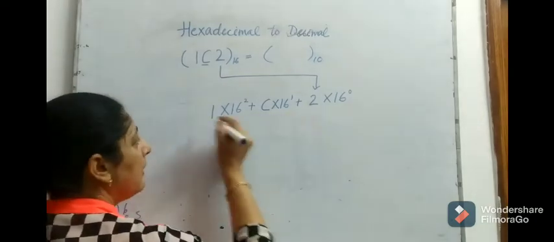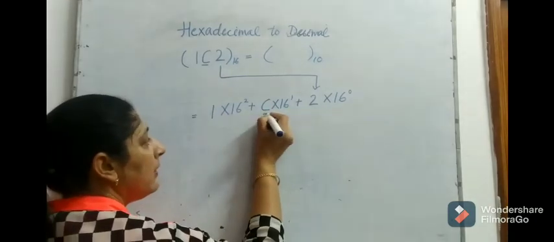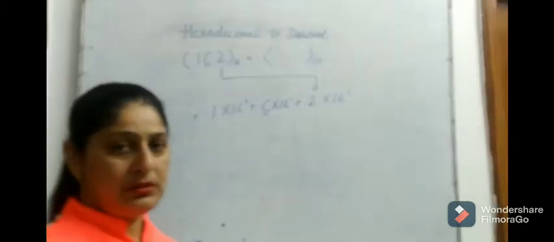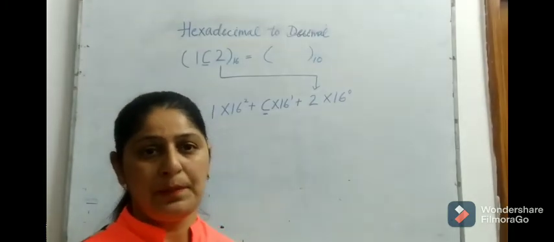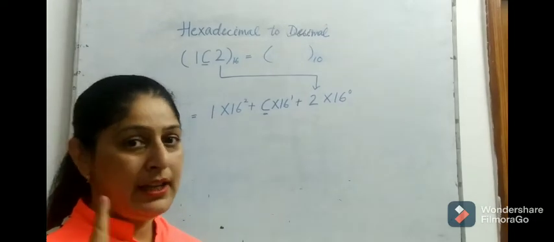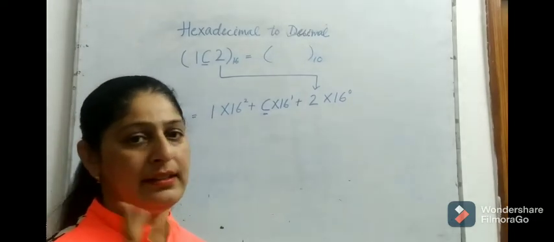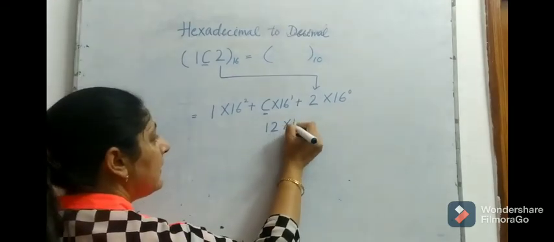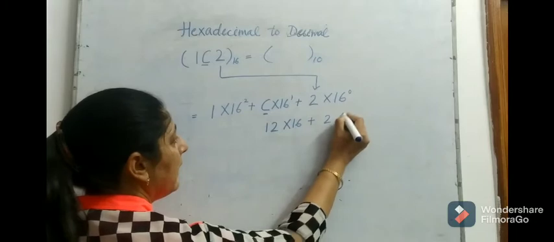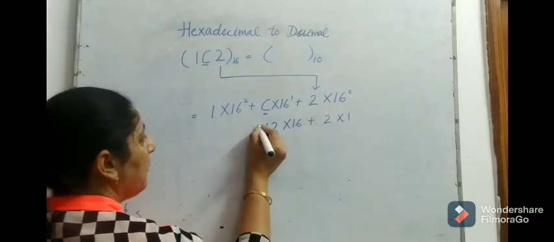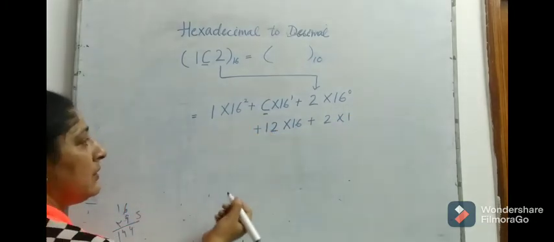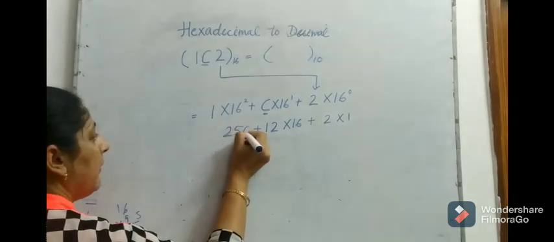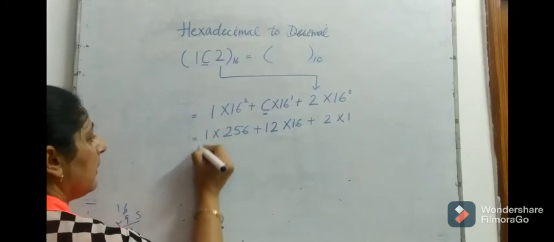Now here the things are okay, but what is C? Remember the codes. For A it was 10, B 11, and C was 12. So we have to multiply 12 with 16. Here 2 multiplied with 16 to the power 0, which is 1. What is 16 to the power 2? It's 256. So 256 multiplied with the 1.